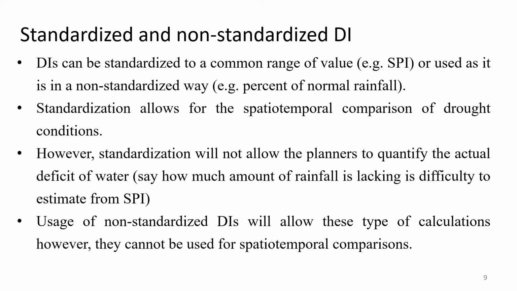But for a region, a planner can calculate how much water is needed. Say the percent normal rainfall in my region is now 50%. Then I can immediately say, for my region, I need this many millimeters more rainfall to reduce this deficit. So people can say, okay, can we bring this much quantum of water from somewhere outside to bring some relief to the people. So for this sort of planning purposes, for immediately quantifying something, non-standardized variables are really helpful. On the other hand, standardized drought indices are helpful in spatio-temporal comparisons.